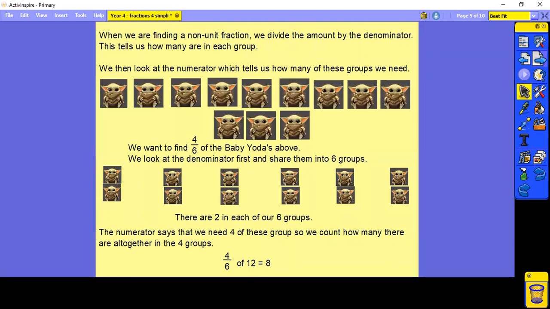So when we are finding a non-unit fraction, we divide the amount by the denominator. This tells us how many are in each group. We then look at the numerator, which tells us how many of these groups we need.